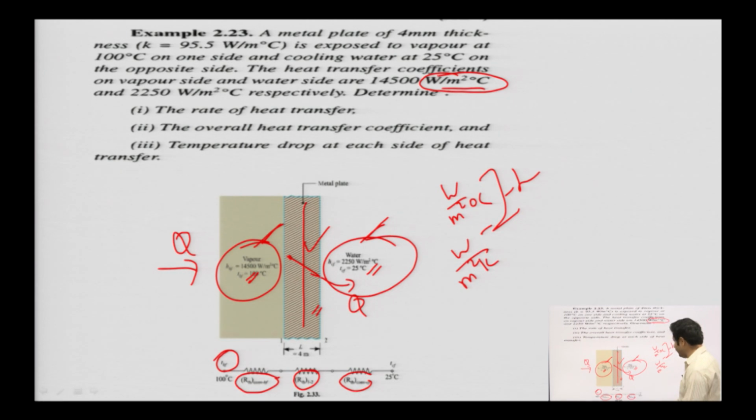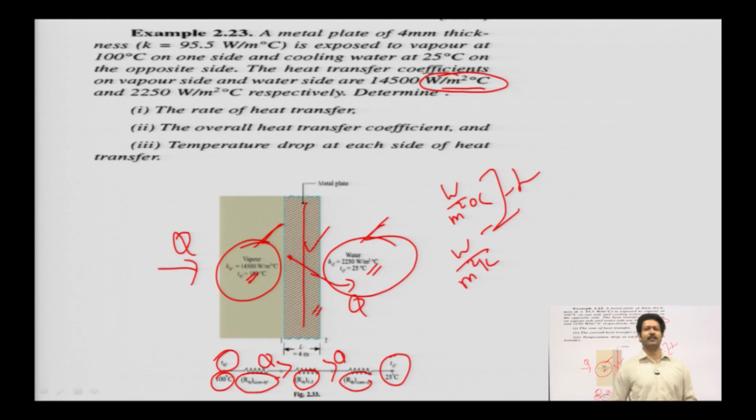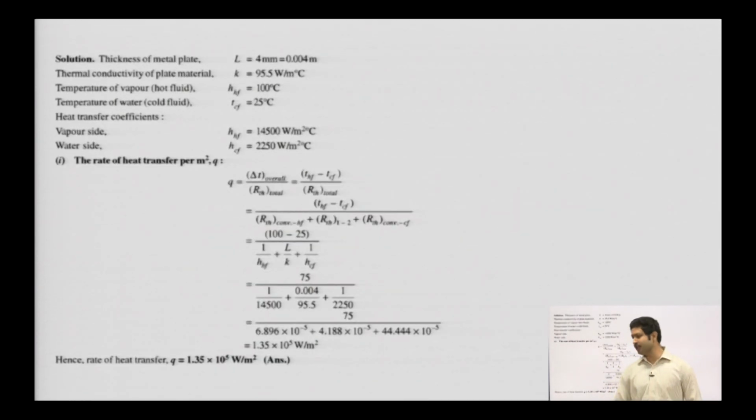So that is how it's being made. 100 degrees Celsius, heat is getting transferred here to 25 degrees Celsius. So this is how you actually make it, similar to what you do in the electrical circuits. Okay, this is the solution there.